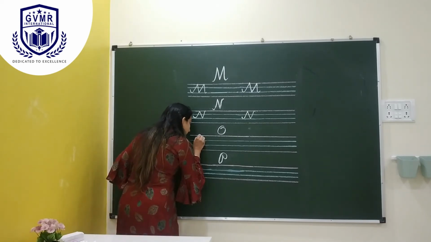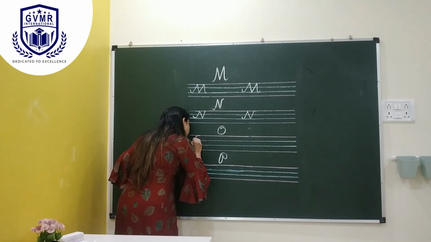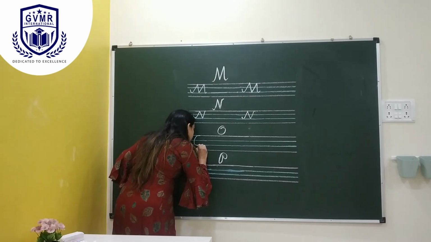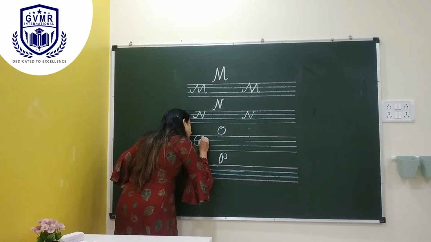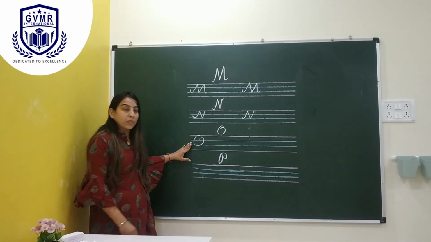Start from the red line. Make a curve and touch the second blue line. Continue with the curve upward. Take a turn inward. Makes letter O.